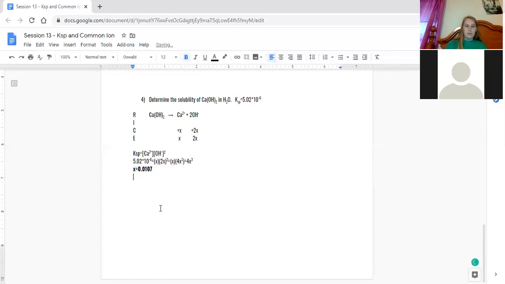But if you want to find it for OH minus, if you wanted to find that, then that's when you'd have to do 2x to find it that way. So it'd just be double that number, like 0.0214. That's what you come up with. Does anyone have any questions or anything like that?